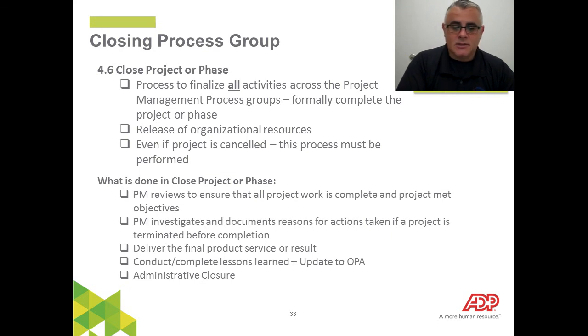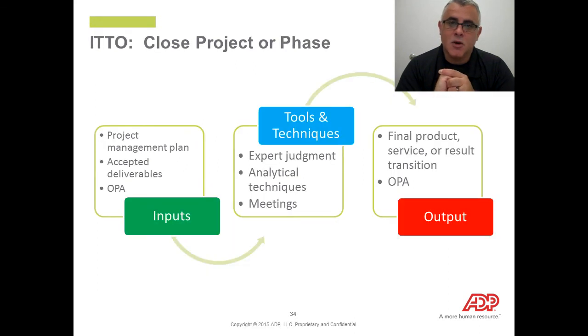Let's talk about the inputs. Your project management plan, obviously, and accepted deliverables. If you do not have your client signing off saying that they accepted those deliverables, your project is not closed. You need to make sure that what you set out to do on this project has been completed, has been approved, and accepted. So an input to closing the project is the project management plan, also the accepted deliverables.